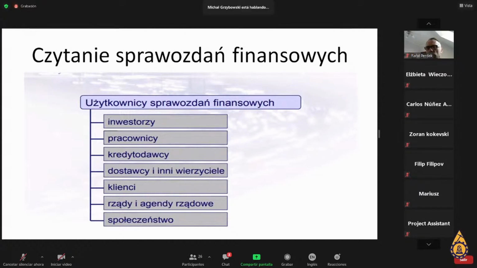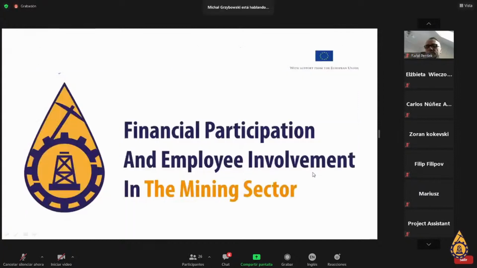And it mostly comes down to all sorts of help and assistance from the government. And there is also the society. In practice, the society hardly ever reads the financial statements of large companies. They usually find out information about the well-being of companies from the media. But generally, the financial statements are available for the public to read.